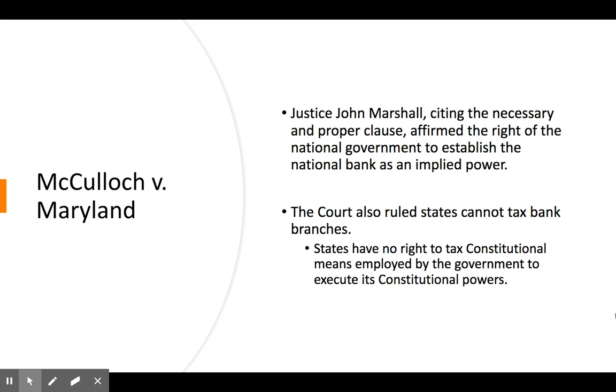The court then rules that states cannot tax bank branches, so those federal bank branches, saying that states have no right to tax constitutional means employed by the government to execute its constitutional powers. So the people of a single state cannot confer a sovereignty which will extend over the federal government carrying out its powers.